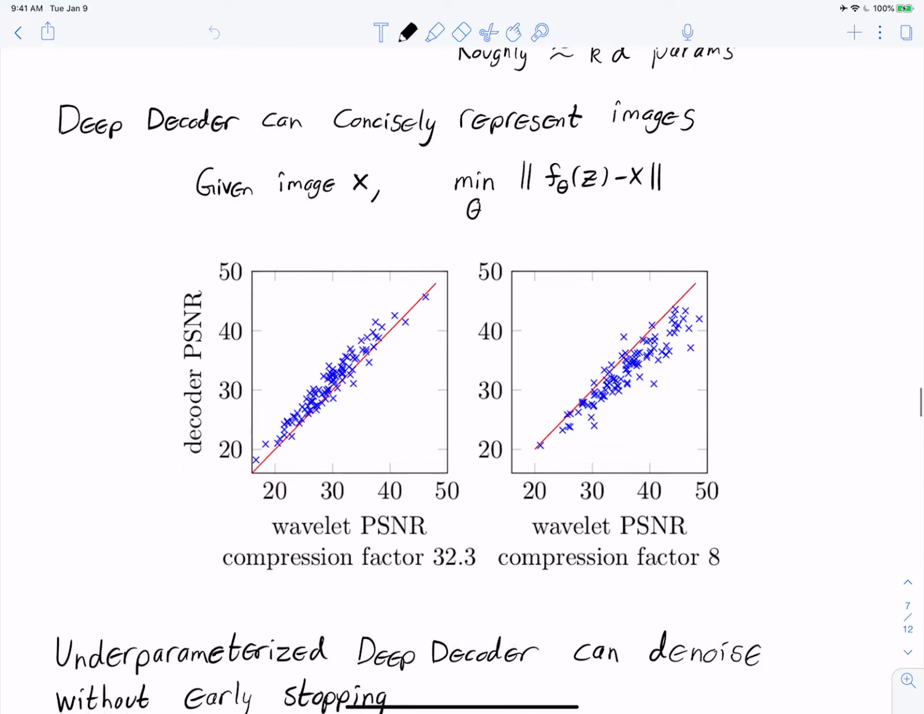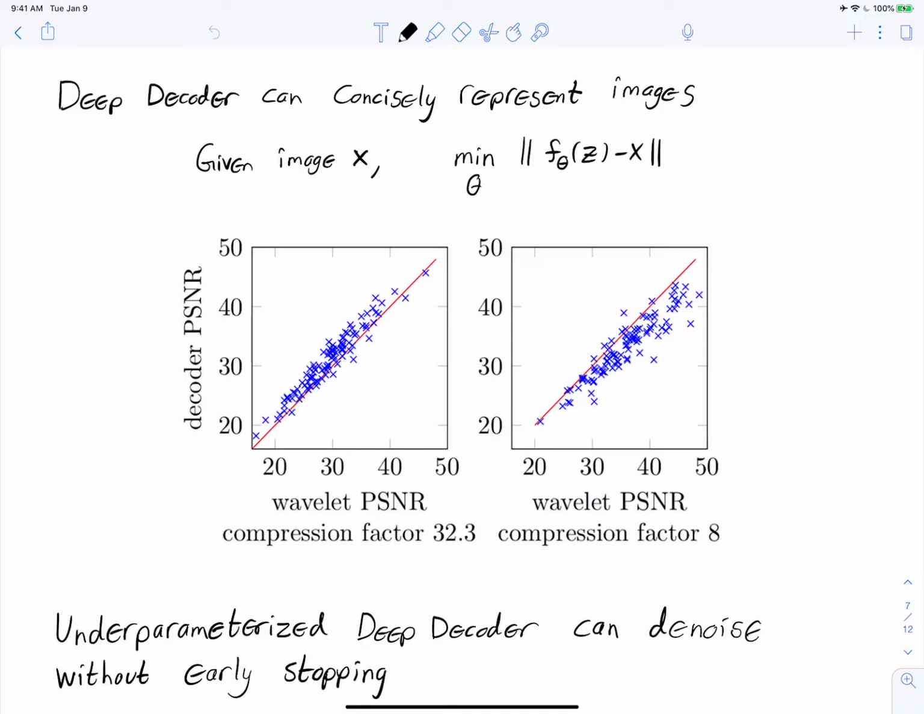So the first interesting thing to observe is that the deep decoder can concisely represent images. That means given an image, you can estimate some parameters theta where the theta corresponds to the image, where there are actually very few parameters theta relative to the number of degrees of freedom of the image. So you could solve, in this case, the L2 minimization over theta of the norm of f theta of z minus x. Remember that z was some fixed quantity in advance, and let's assume for now that it's random noise, but you can generate it in other ways as well.